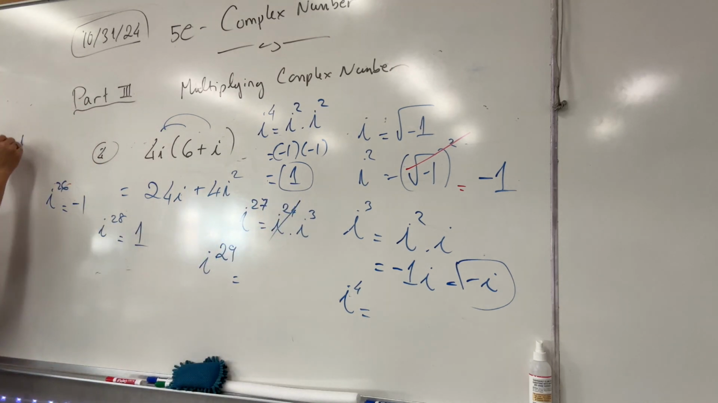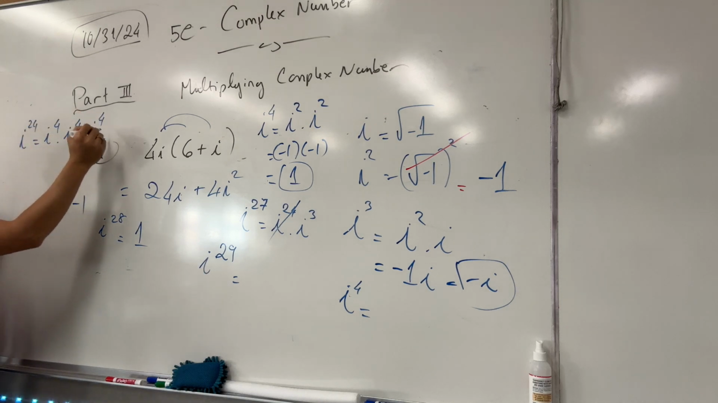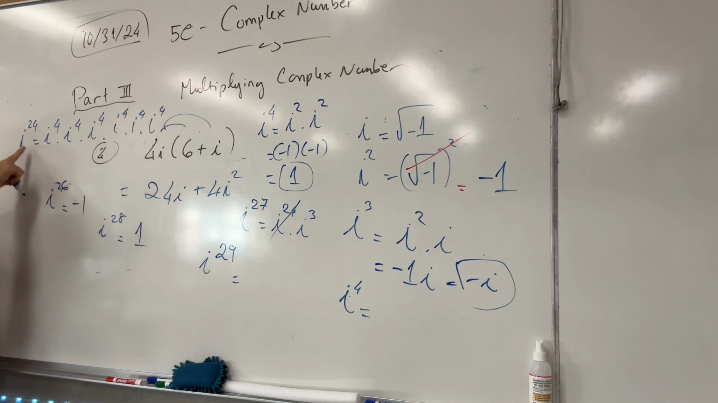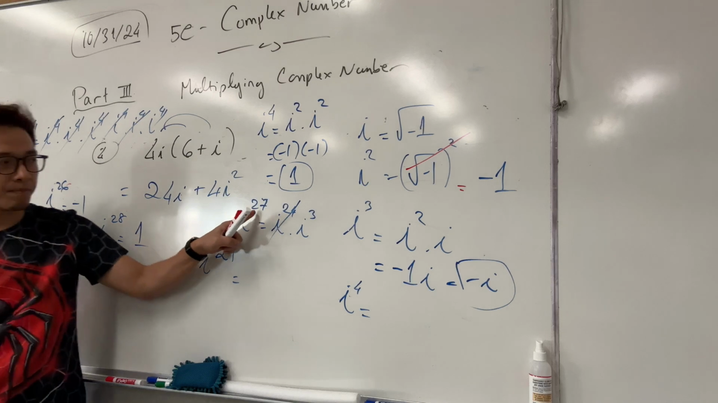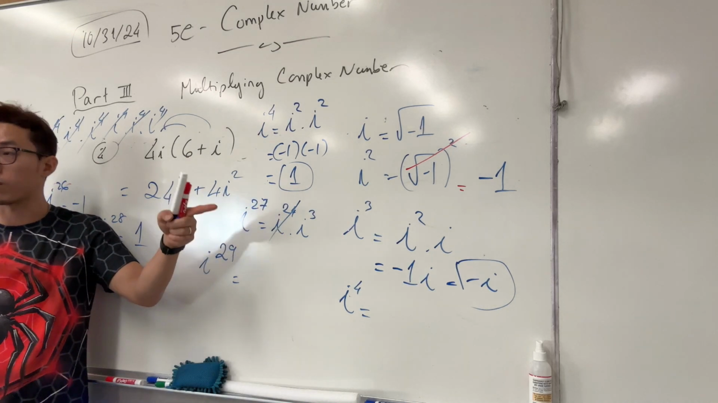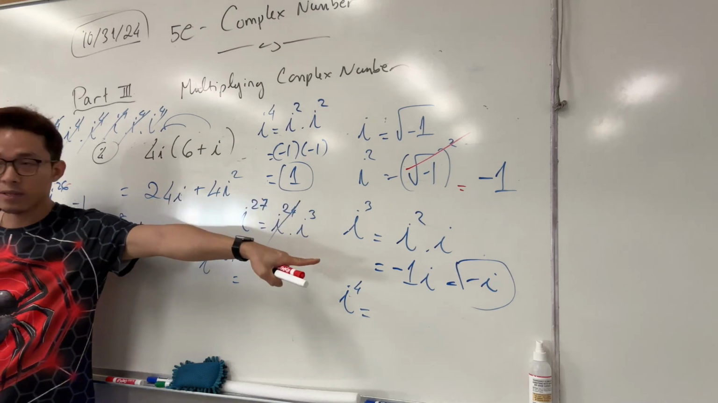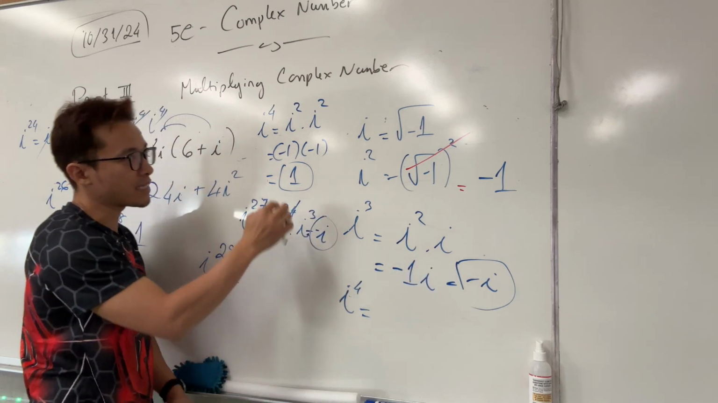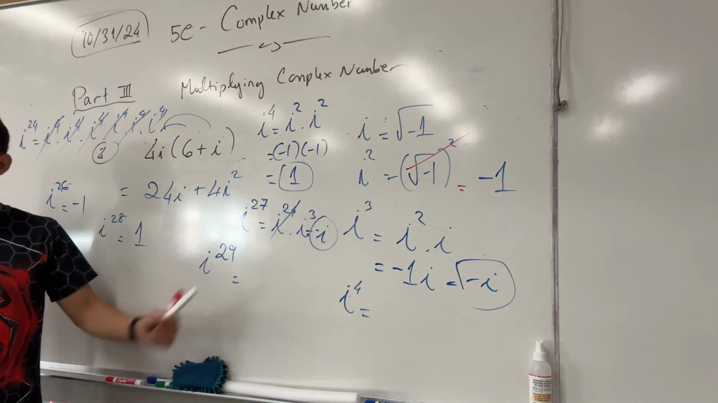If you cannot see it now, it's going to be okay. Do you agree it's going to be i to the 4 times i to the 4 times i to the 4, 6 times, right? That's going to become 24. What is i to the 4? 1. 1, 1, 1, 1, 1, 1. So that's how you make them go down to a multiple of 4. And then you see what you have left: i to the power 3. What is i cubed? -i. So basically you just need to know i squared, i cubed, and i to the 4. You can handle everything. What is i to the 29?